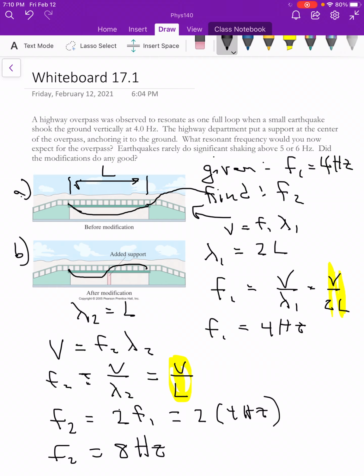Great. And it says in the end that earthquakes rarely do significant shaking above 5 or 6 hertz. Did the modifications do any good? Yes, definitely it did some good, because now the frequency is at 8 hertz, so it's above 5 or 6. So it should do a better job at protecting the bridge.